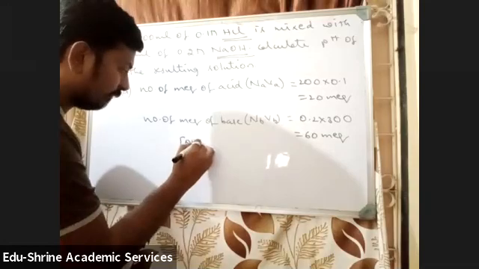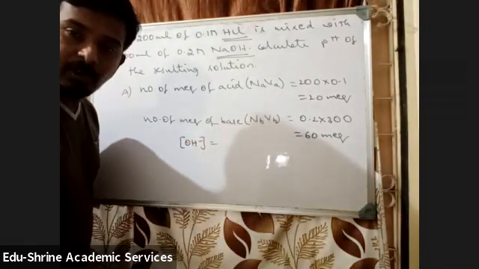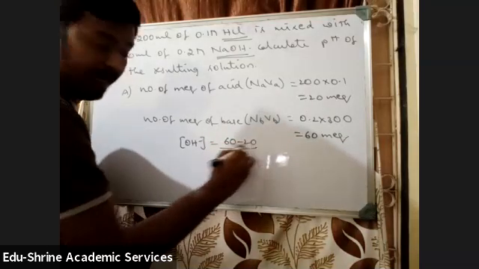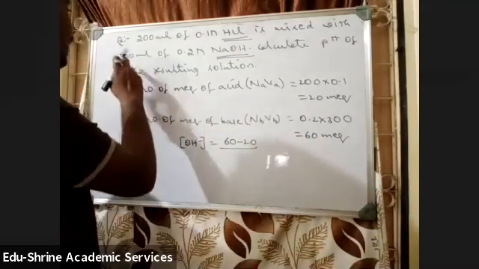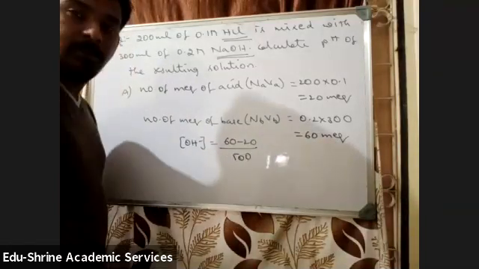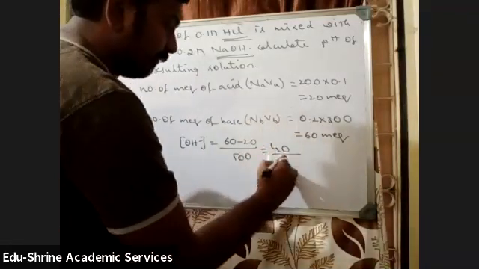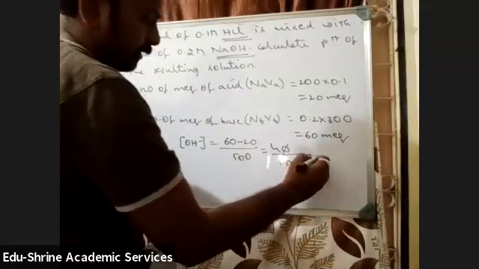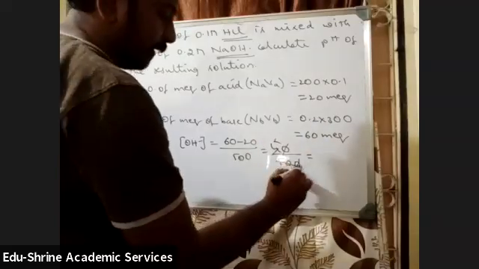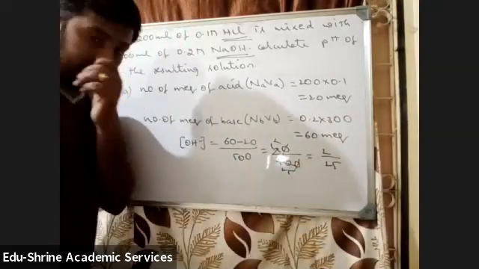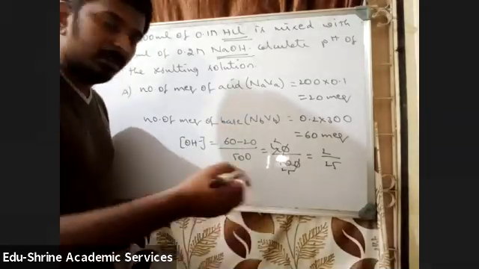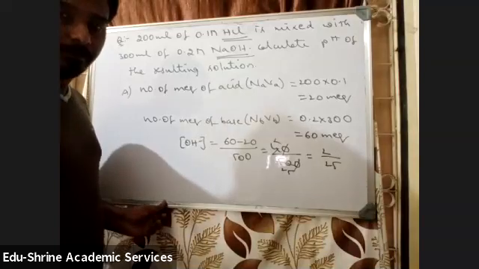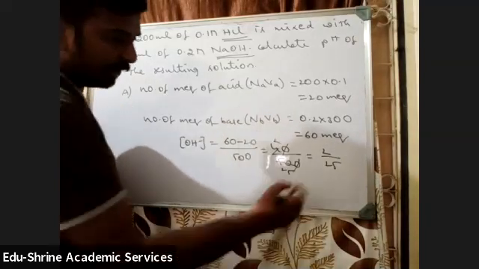So the resulting solution will be basic. OH minus ions will be equal to 60 minus 20 by total volume, which is 300 plus 200, 500. So this will be 40 by 500. So how much will this be, students? 2 by 25. 2 by 25 will be the concentration of OH minus ions. 2 by 25 is 0.08.